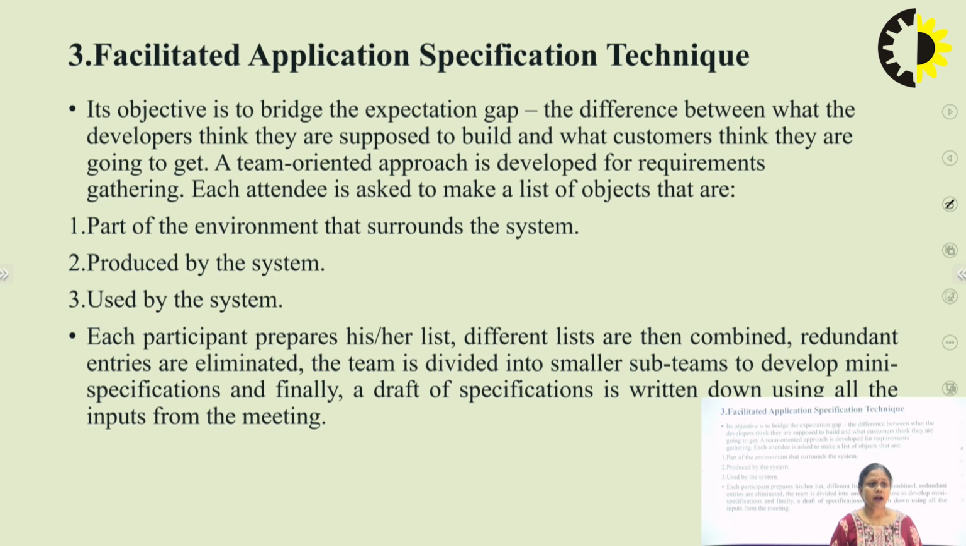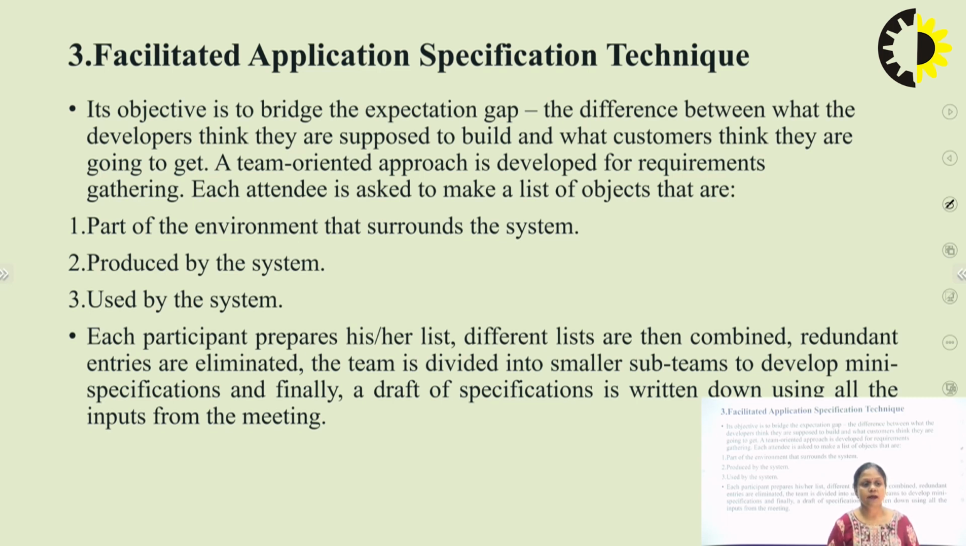We will have a meeting where we give each attendee the task to make a list of objects which are required for the project. Part of the environment that surrounds the system, produced by the system, used by the system. So each participant will prepare a list of the important objects or important requirements required for the project. Then we will summarize all the lists with the help of the developer.